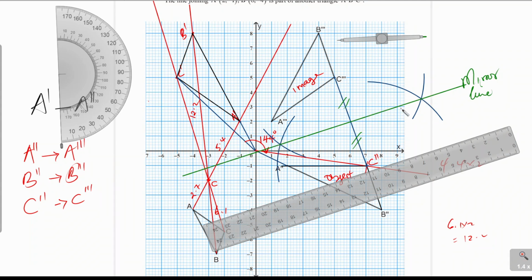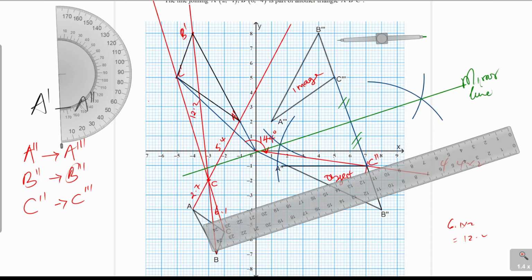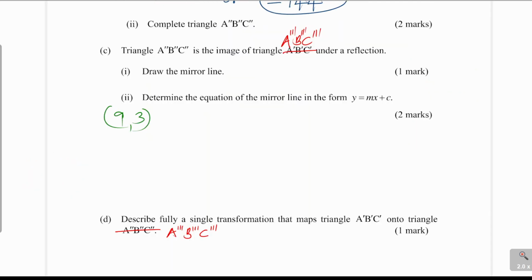Let me check to see what I may get. So I have this point 9, 3, and I can have this point 6, 2. So I can take these, 9, 3 and 6, 2, to get the equation. Any 2 points on that line. So having those 2 points on that line, you can get the equation of the line.